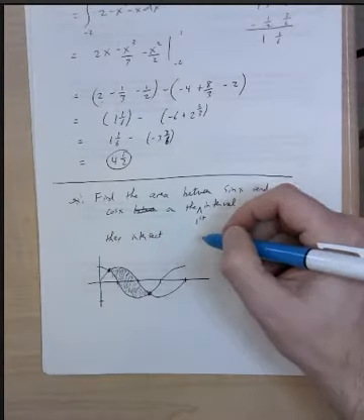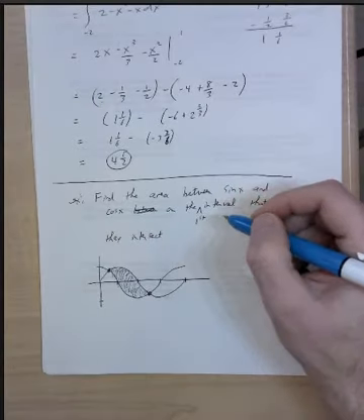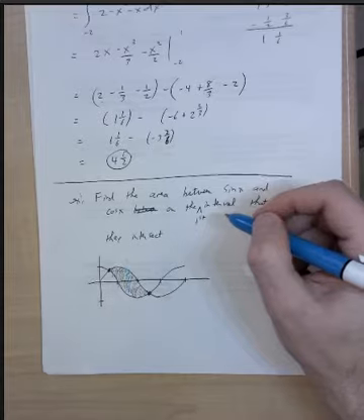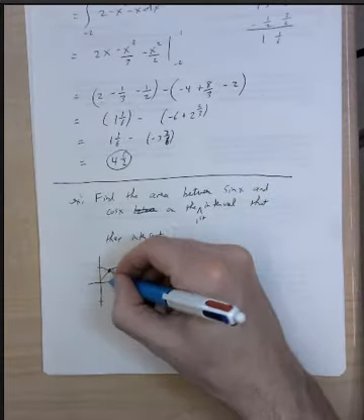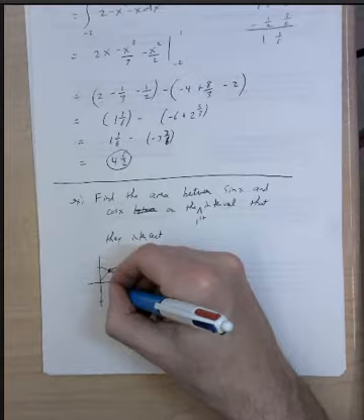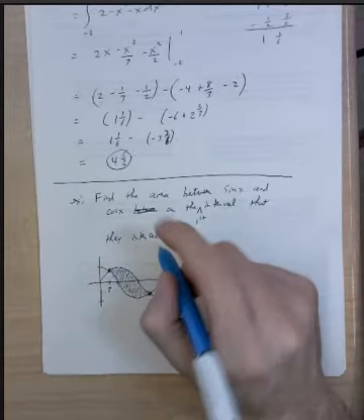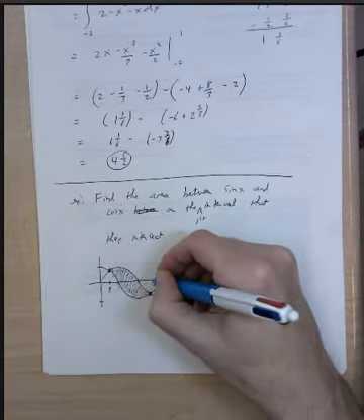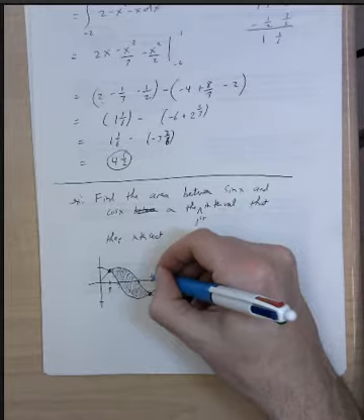So, there are two things going on here that we need to be aware of. The first is, we need to figure out what these points of intersection are. It's not going to be pi over 6. And we need to figure out what this point of intersection is right here. We'll get those in just a minute.